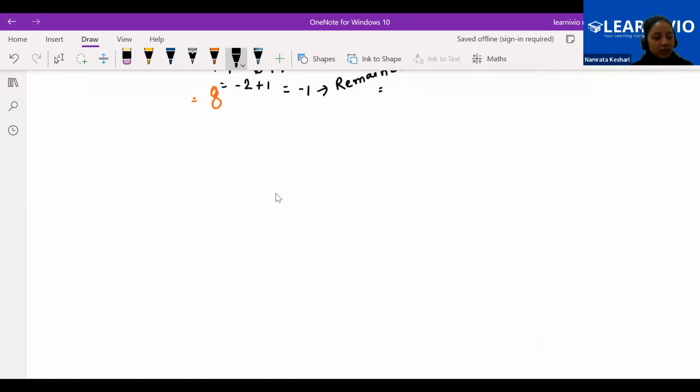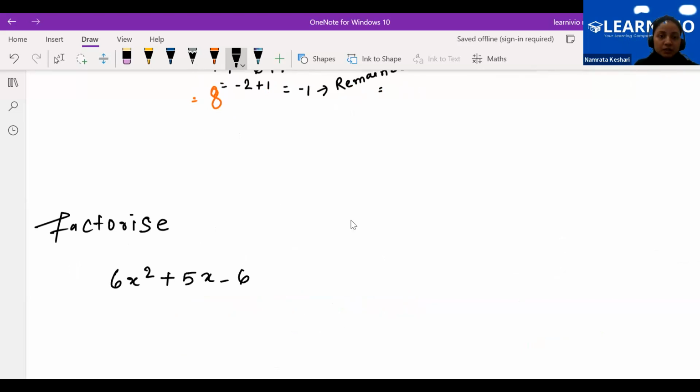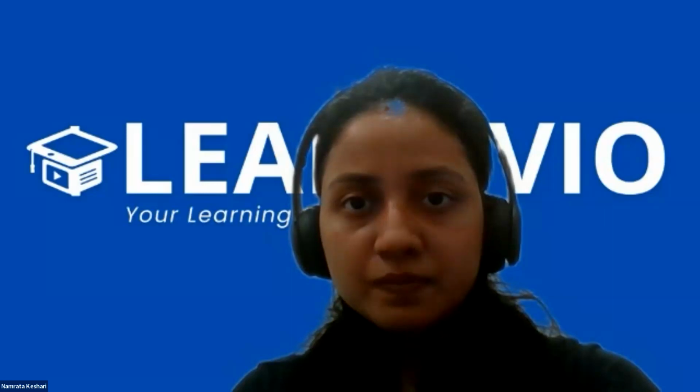Now the next concept is factorize: 6x square plus 5x minus 6. Here we will discuss how to split the middle term to do the factorization. So at first, what we will do, just give me a second. Let me check why it is lagging so much.